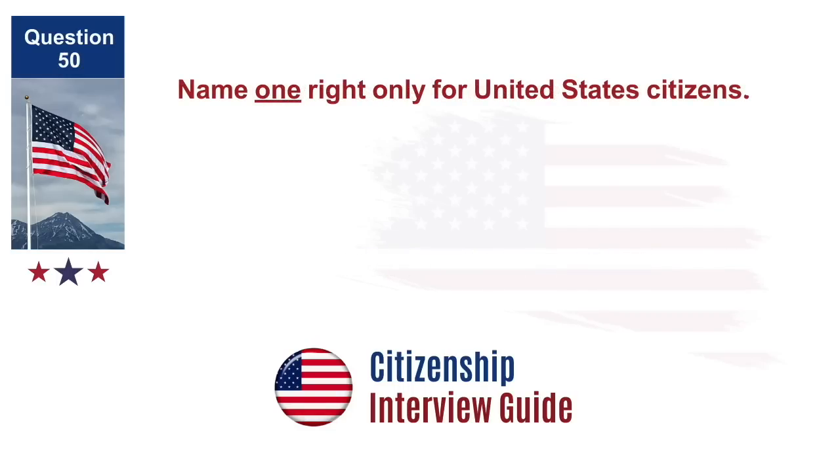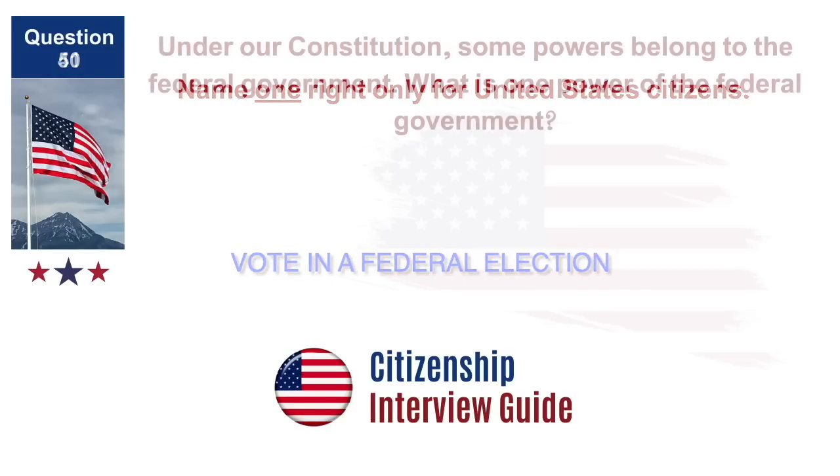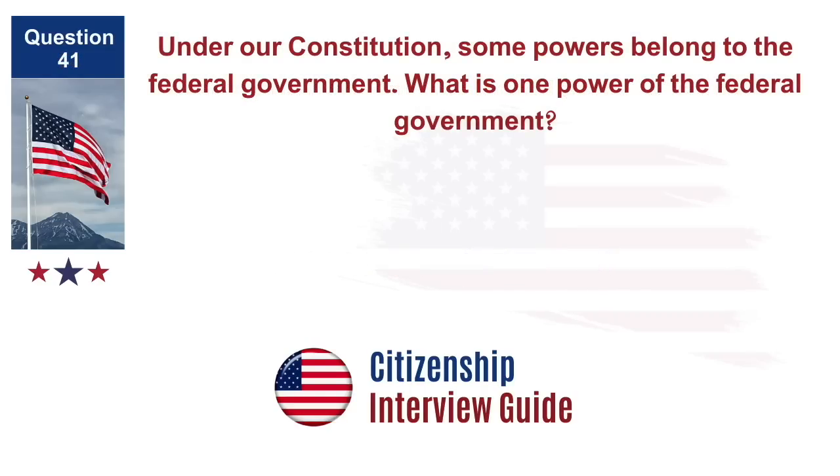Name one right, only for United States citizens. Vote in a federal election. Under our Constitution, some powers belong to the federal government. What is one power of the federal government? To print money.